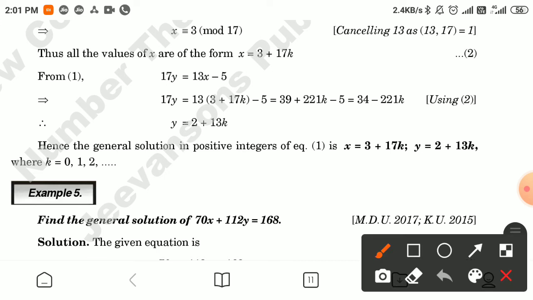From first, 17y = 13x - 5, which implies 17y = 34 - 221k and y = 2 + 13k. Hence the general solution in positive integers of equation first is x = 3 + 17k and y = 2 + 13k, where k = 0, 1, 2.